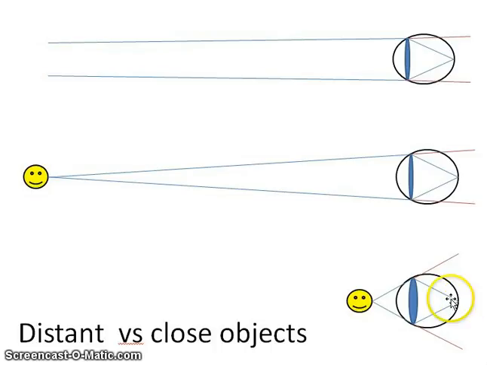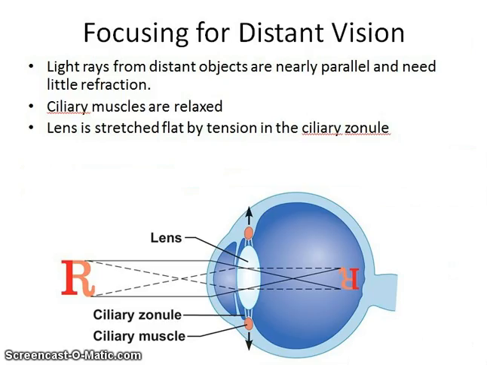So now we put it all together with the slides that you've already seen in lecture. For distant vision, the light rays are practically parallel, which for us means they don't have to be bent very much. If they don't have to be bent very much, then the lens can be flat. The ciliary muscle will relax, it'll get wider, that'll put tension on the suspensory ligaments, or what is called here the ciliary zonule, that will pull on the perimeter of the lens, widening it and flattening it out, or I should say flattening it out. So that is distant vision.